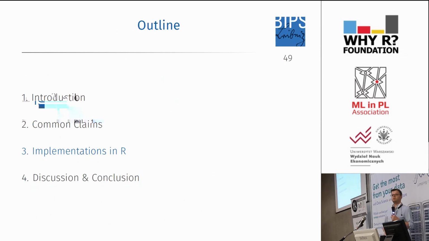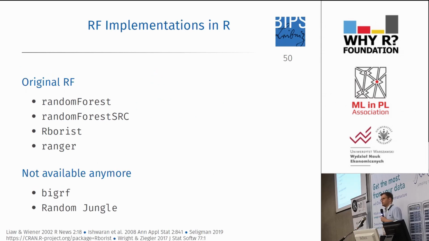Then we come to the second part, which is about different implementations of random forest in R. You have several of them. For implementations of Breiman's original random forest, you can find randomForest, randomForestSRC, Arborist, and ranger. There have also been bigRF and Random Jungle, but these two are not available anymore.